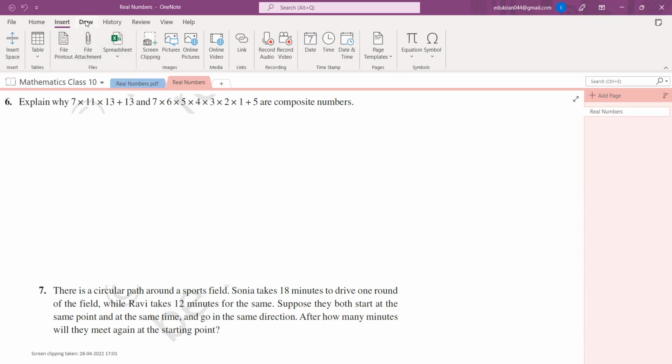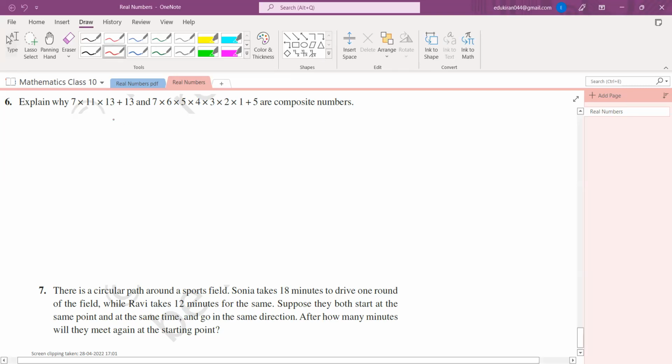So it is saying that explain why these numbers are composite numbers, right? It's very simple. Look at the first one: 7 into 11 into 13 plus 13. So there is multiplication and addition. Now what will you do first? You are going to use the BODMAS rule, which you already know. First you will do the multiplication and then the addition. So just multiply 7 into 11 into 13. What will you get? It's going to be 77 into 13 plus 13.